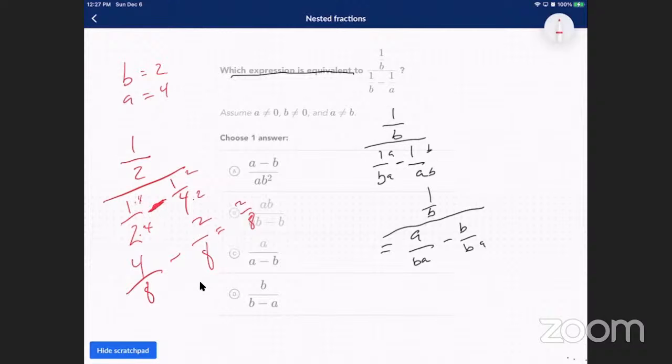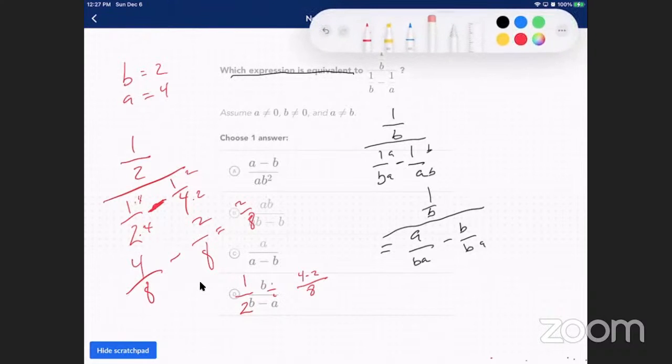1 over 2 at the top is kind of like saying you have, oh, right. Now I remember. So now I can have 1 over 2 divided by 4 minus 2 over 8, like that. And then we can flip that. Yeah, all right. So that makes sense. I can do that.